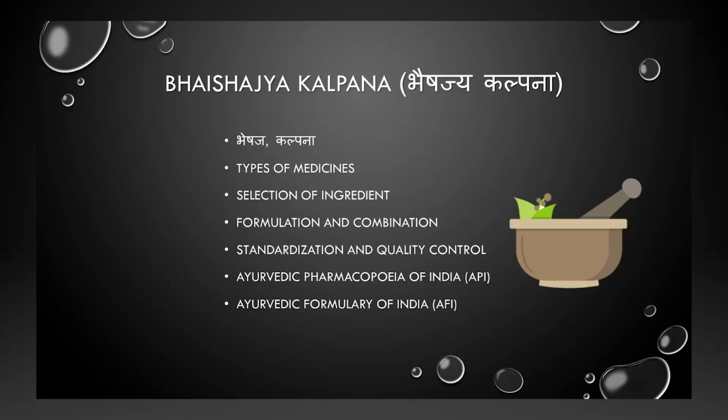Bhaishajya Kalpana considers various factors such as the patient's constitution, disease stage, dosha imbalance, and route of administration to customize the medicines for optimal therapeutic outcome. It emphasizes the holistic approach of Ayurveda by considering not only the active ingredients but also the overall formulation and its effect on the body.